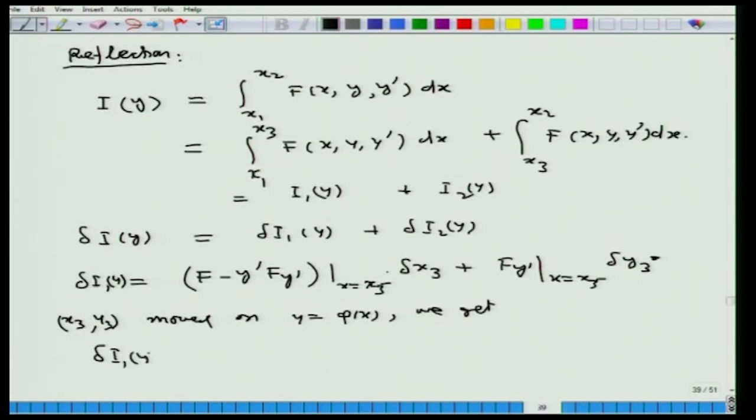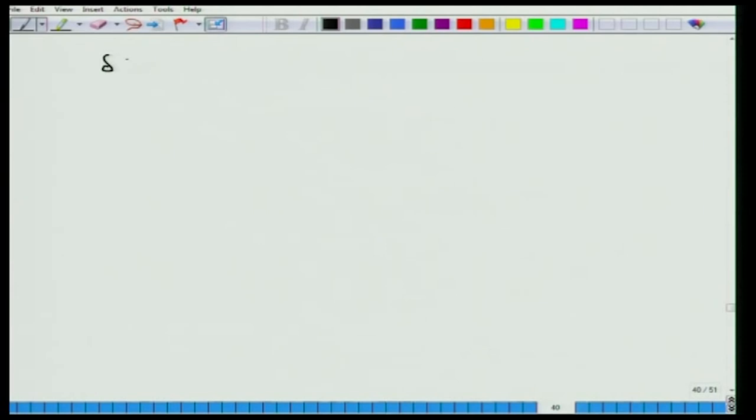delta I 1 y is f plus phi prime minus y prime f y prime, evaluated at x equal to x 3 minus, into delta x 3, because delta y 3 then will be in terms of delta x 3 as before. And similarly, we get delta I 2 at y as minus, because the direction is reversed, f plus phi prime minus y prime f y prime, evaluated at x equal to x 3 plus.